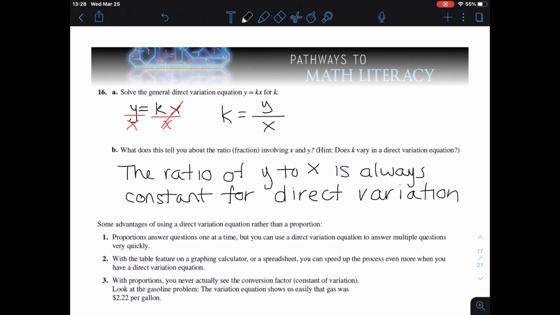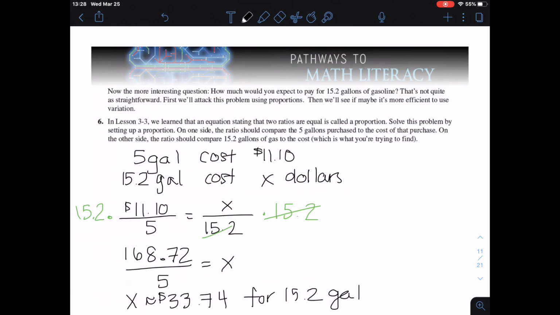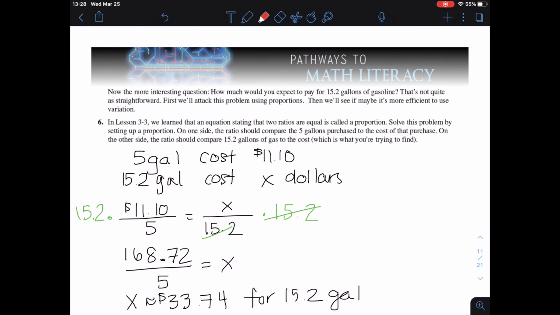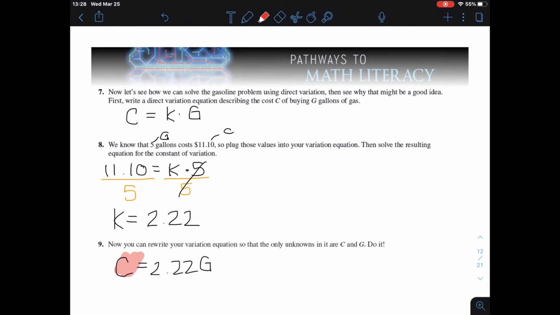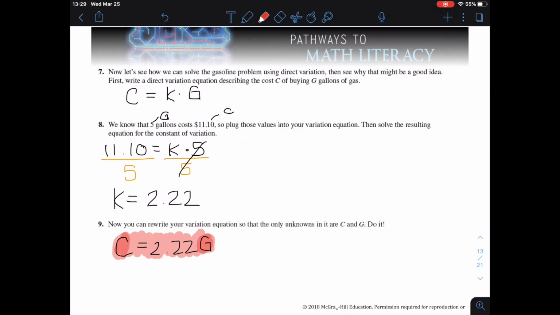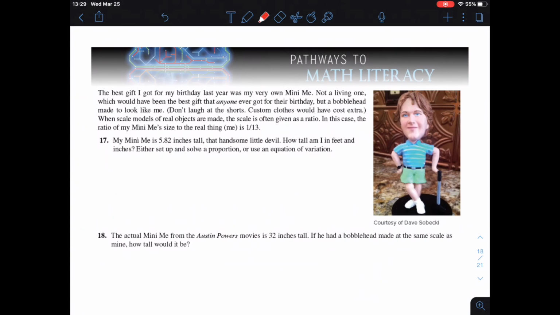So if you think of that gasoline problem we did quite a while ago, when we set up a proportion, all I ended up figuring out is how much it cost for 15.2 gallons. It doesn't tell me my cost per gallon. But when we set up this direct variation, I now immediately know if I have 1 gallon of gas, the cost is $2.22. So now I immediately get to know my conversion factor from this type of equation. Okay. So let's try a few more examples.